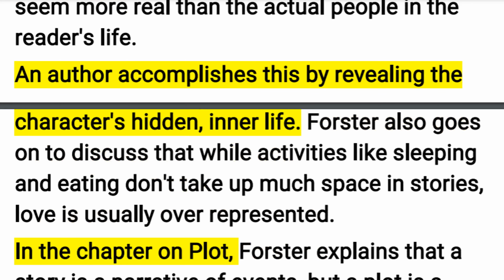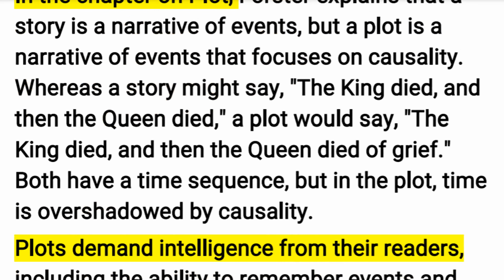An author accomplishes this by revealing the character's hidden, inner life. Forster also goes on to discuss that while activities like sleeping and eating don't take up much space in stories, love is usually overrepresented. In the chapter on plot, Forster explains that a story is a narrative of events, but a plot is a narrative of events that focuses on causality.